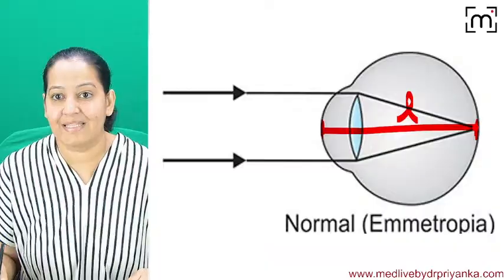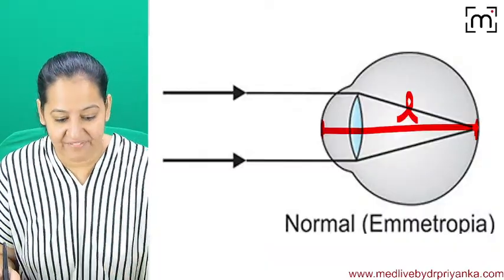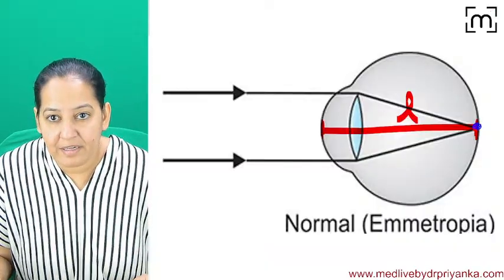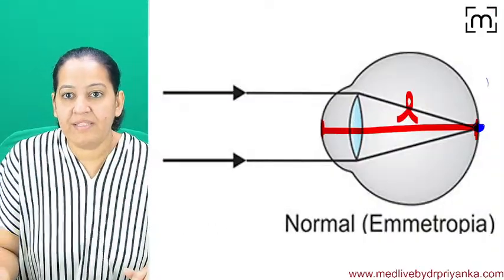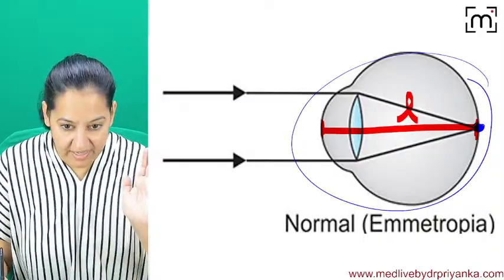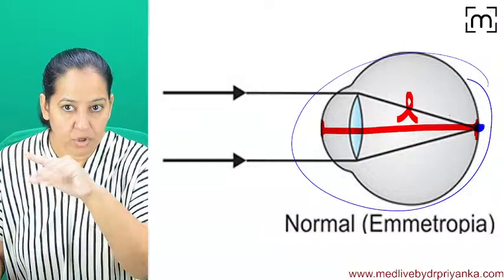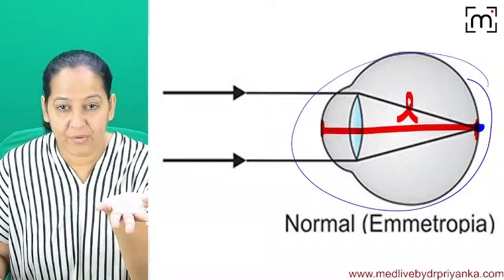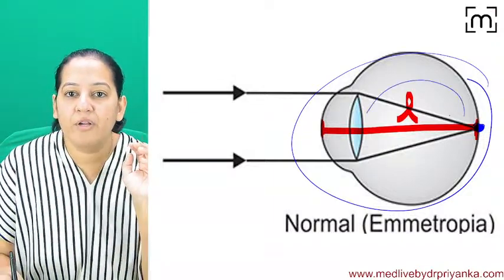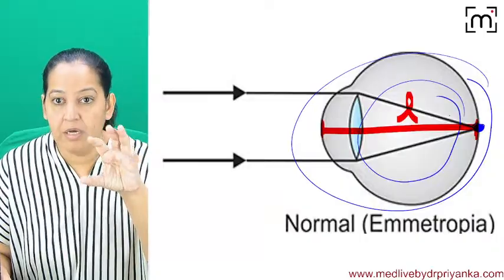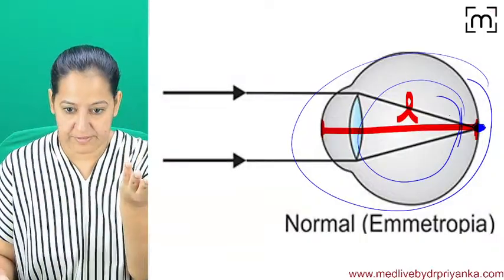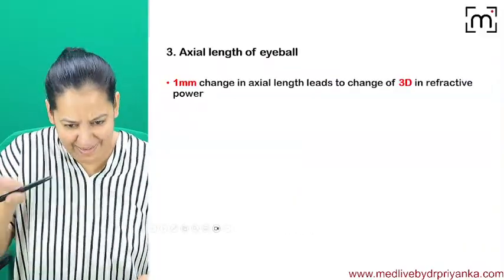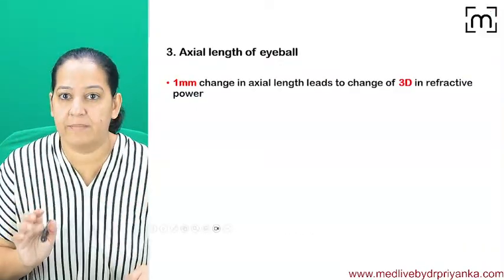So in that case, the point of convergence can vary now. Currently, the point of convergence is over the retina. If the eyeball is increased in size, the retina will shift backward, so the convergence will be in front of the retina. That will be myopia. And if the eyeball is small, the point of convergence will be beyond the retina because the retina is shifting forward. That is hypermetropia. I will explain that in the diseases, but I hope you are getting what I mean.